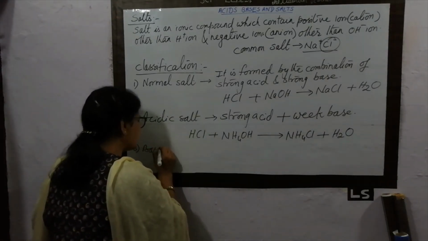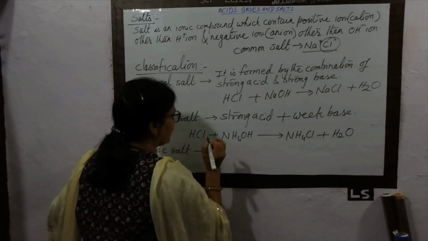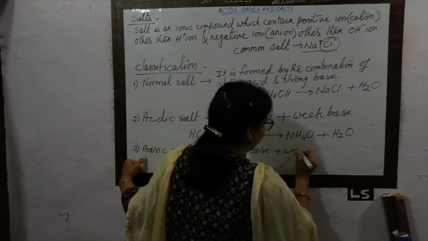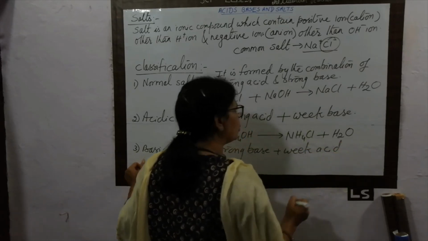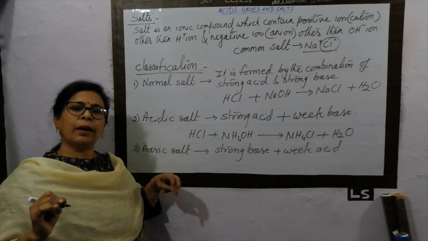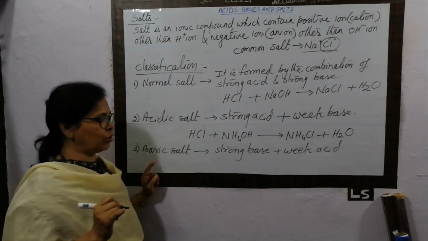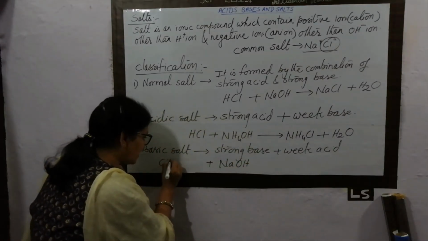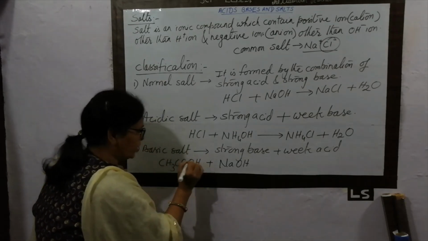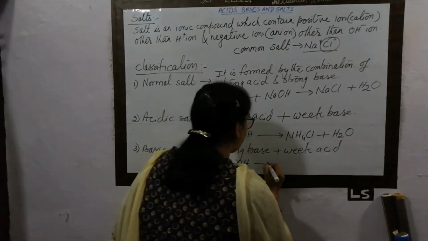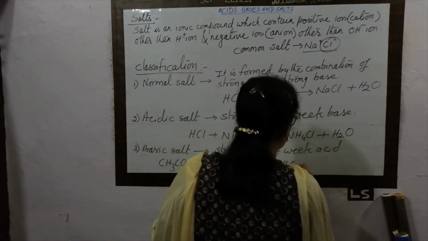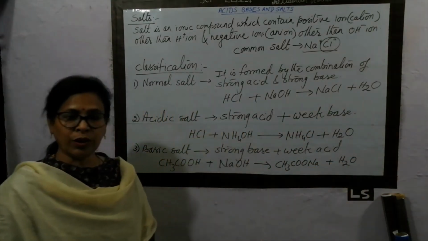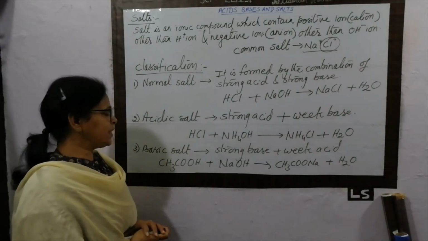The third is called the basic salt. It is formed by the combination of a strong base with a weak acid. When these two combine together, the salt which is formed is called the basic salt. A strong base, that is NaOH, combines with a weak acid, that is acetic acid, CH3COOH. When these two combine together, the substance which is formed is CH3COONa plus H2O, sodium acetate. Sodium acetate is formed, and sodium acetate is a basic salt.